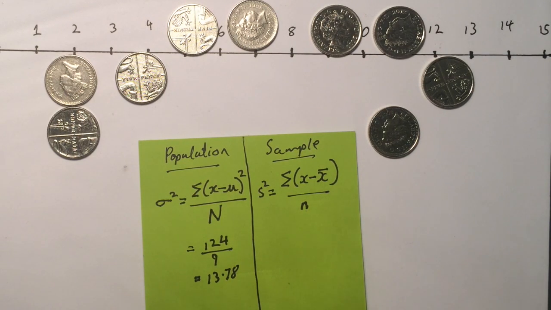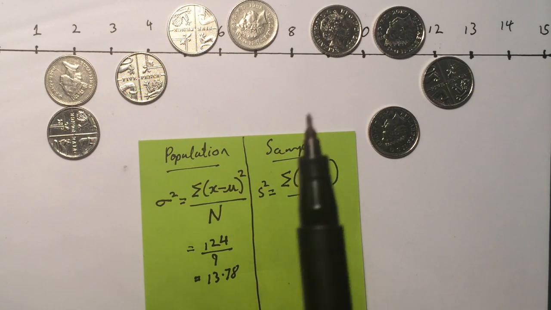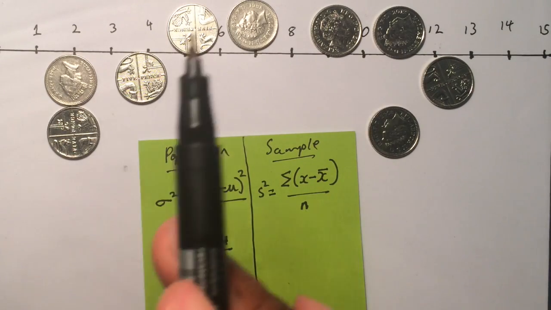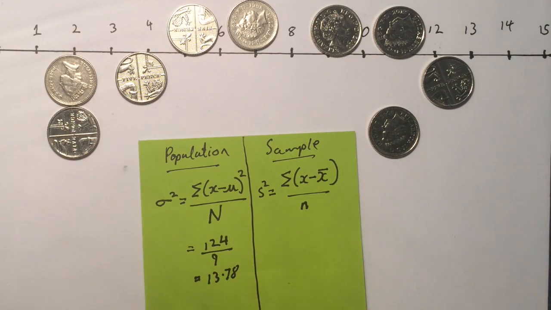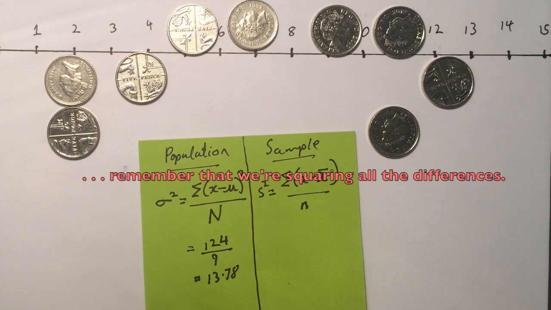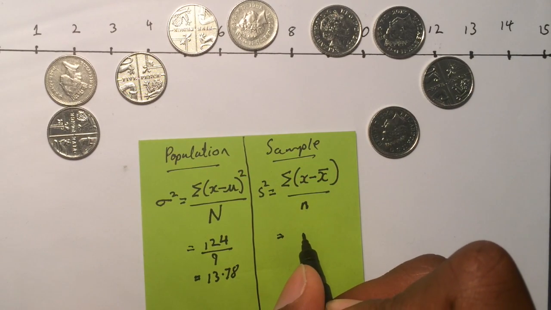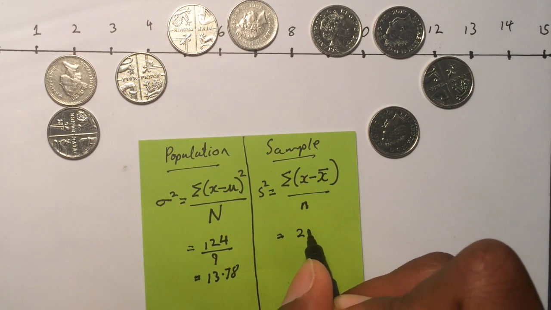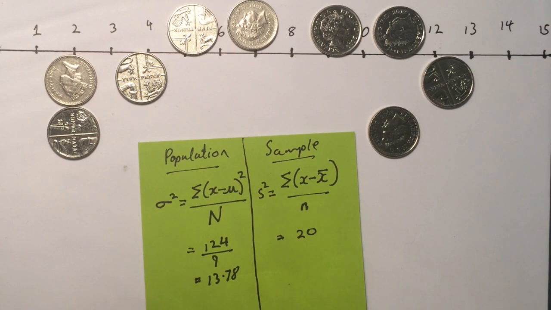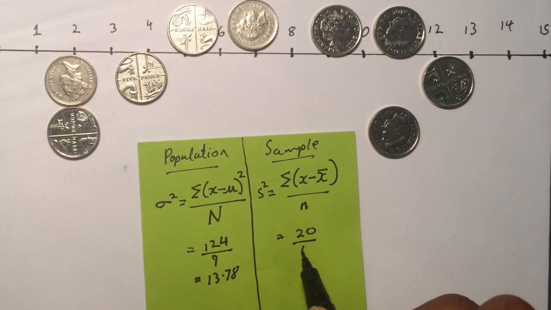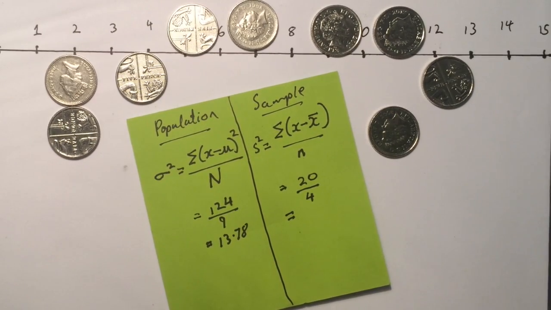Let's do this for the sample. So this time we'll take 5 minus 8 and 7 minus 8 and 9 minus 8, and we square all those differences like that, and we add them together, we would get 20. And then you divide that by the total number of differences, which is just 4, and this time you get 5.